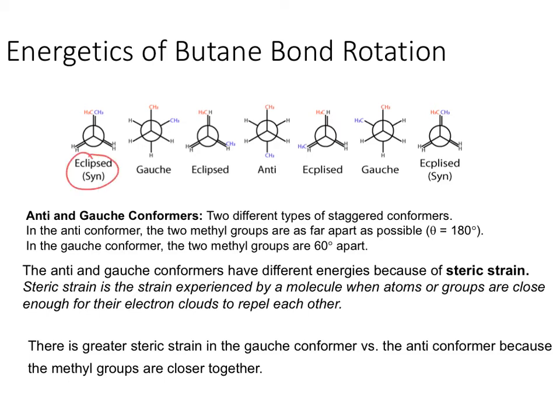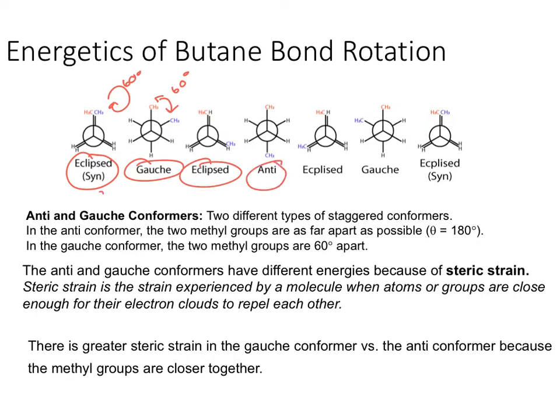So if we started at this point, and I could have arbitrarily chosen any point to start at, if we start with the eclipse and then we rotate 60 degrees, we get to this gauche conformation where the large groups are 60 degrees apart. Then when we rotate again another 60 degrees, we get to this eclipsed. Then when we rotate again, we get to this anti.